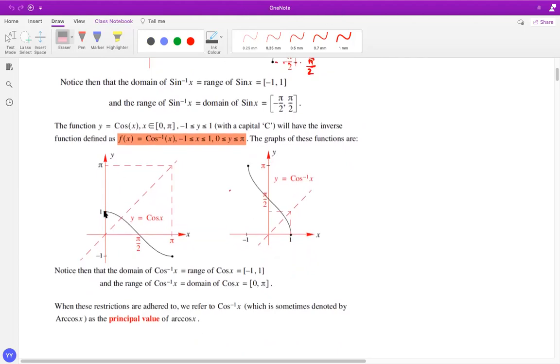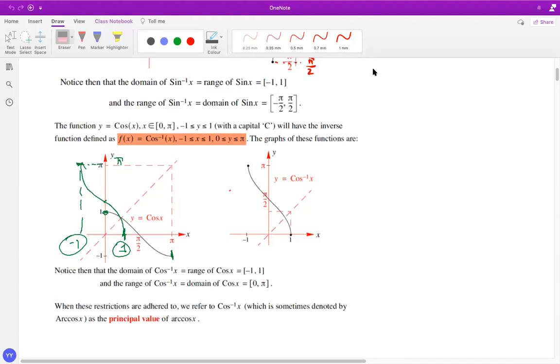The cos x graph generally is like this, on both sides. It's an even function. So we restrict the graph from 0 to pi. And if you sketch the inverse of this function, it becomes something like this, where this is pi, and this point is +1, and this is -1. So the domain of the cos inverse function is -1 to 1, and the range is 0 to pi. That's how you remember these.